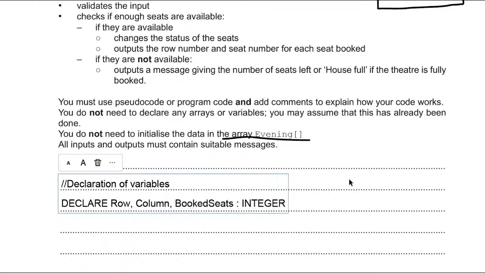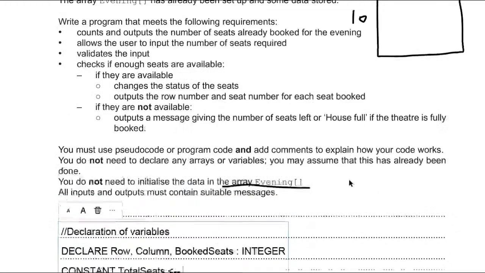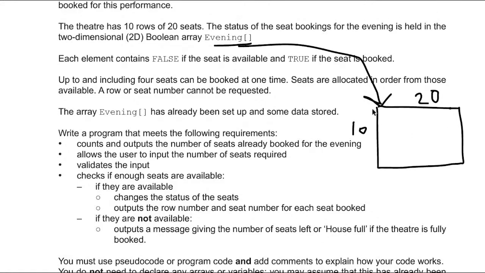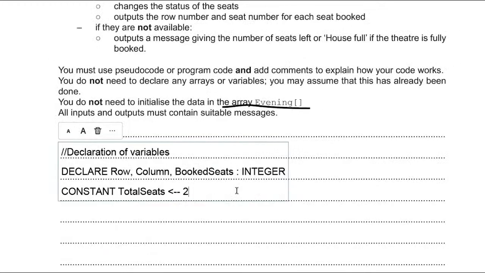Because we need a total number of how many seats have been booked. And if we are at it, I can make a constant as well, in which I'll store the value. There are 10 rows and 20 columns, or 20 seats in each row, so that means a total of 200 seats are available.